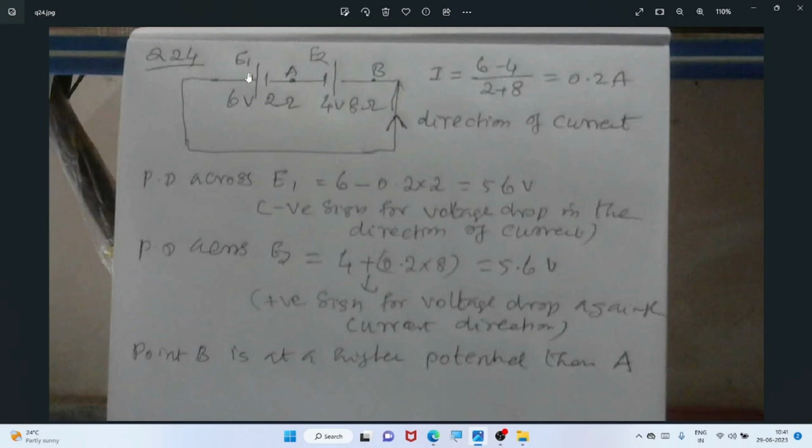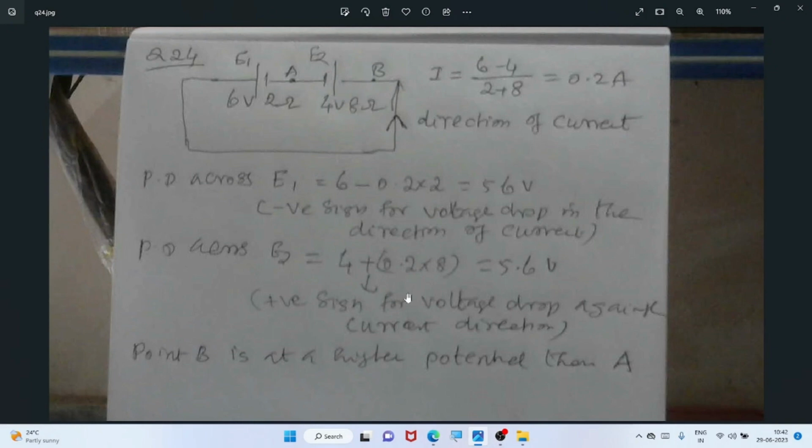Here also, from this battery current flows this way, so this is the direction of the current. Internal resistance is 2 ohm, so in the direction of the current, use a negative sign for the voltage drop. Here current flows from here to this. Here E2, for this battery current would flow here, but the current direction is given, so this is opposite to the current direction. Here there is a voltage drop.